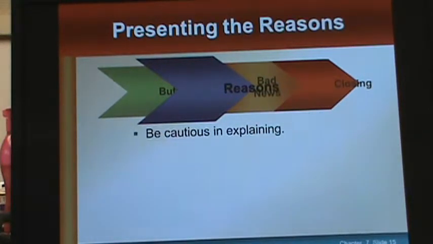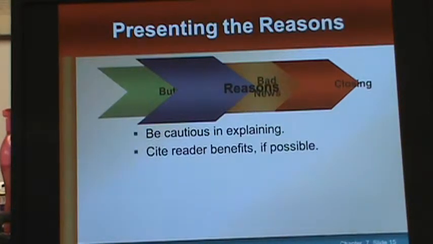Presenting the reasons is the next thing. After the buffer, we talk about the reasons why we're denying credit or why we're denying giving a donation. Be cautious in explaining. Cite reader benefits if possible. If you're giving them a discount, or if you are going to possibly donate next year, list those benefits now.